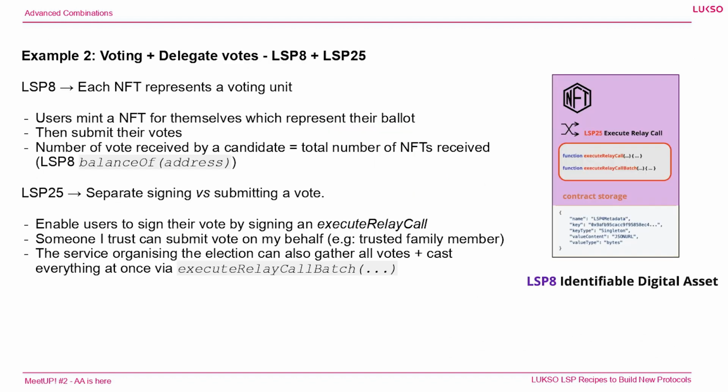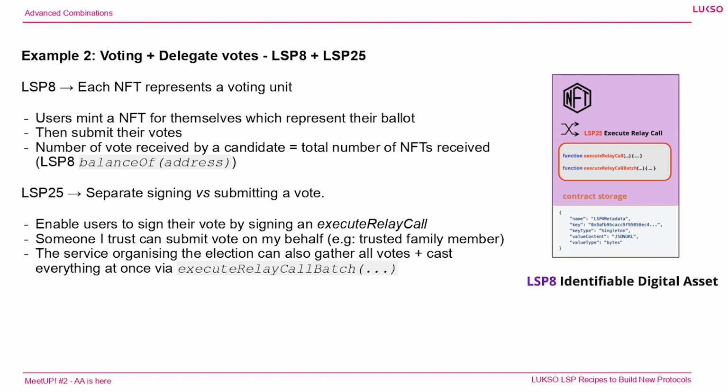Okay, let's look now at another example. And here we are using LSP8 and LSP25 together. So LSP8 is the NFT. It can be used to represent an NFT. And here we can use it to create voting units. So each NFT in the contract represents the voting unit for a specific user. And you can recreate an election-like system where users mint the NFT for themselves.